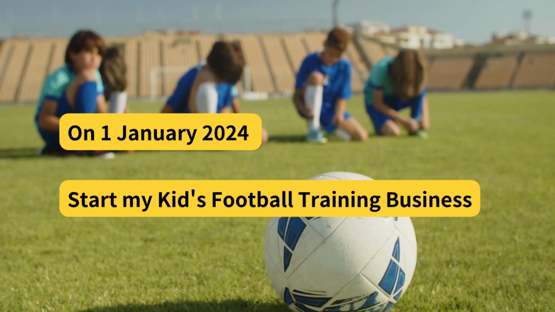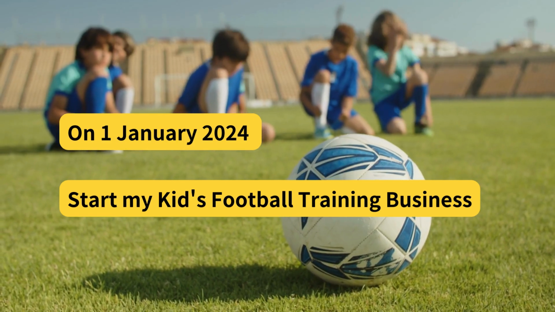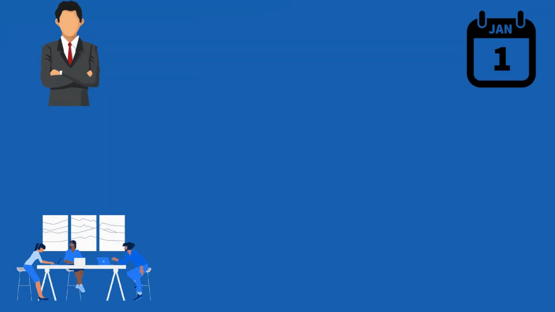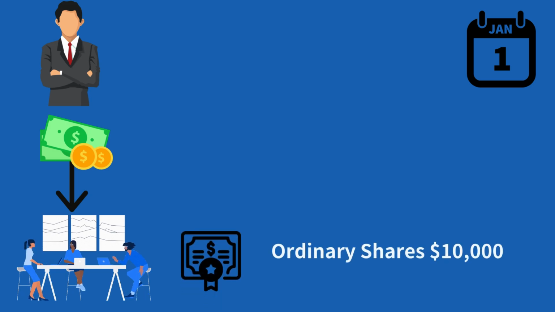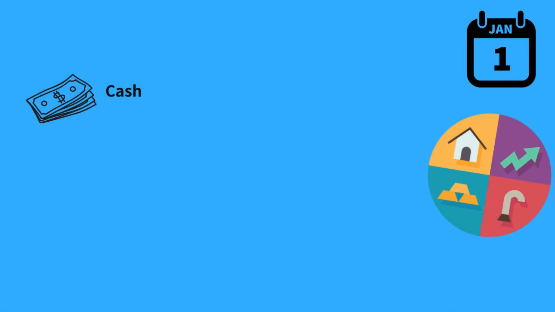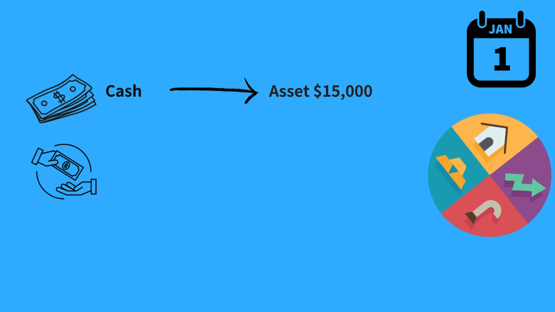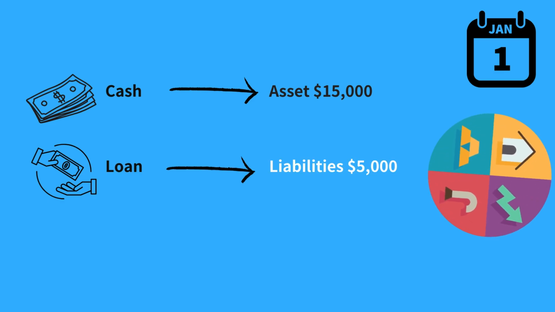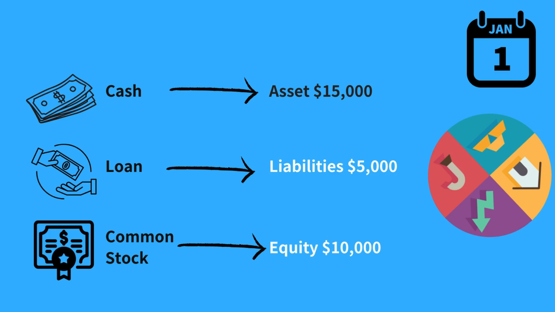Assume it's January 1st, 2024. I'm starting my own limited company in the kids' football training business. On the first day, I inject an initial capital of $10,000 into the company as startup funds in exchange for ordinary shares issued by the company. Additionally, the company borrows $5,000 from my best friend. As a result, on January 1st, 2024, my company has $15,000 in cash as assets, $5,000 as a loan liability, and ordinary shares $10,000 as equity.